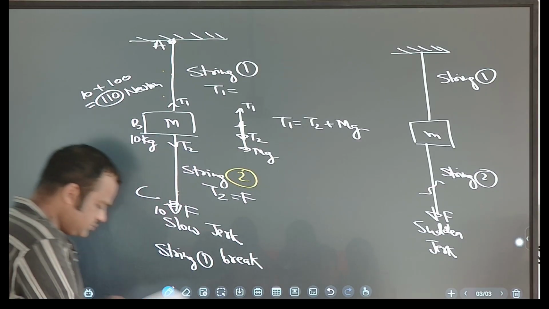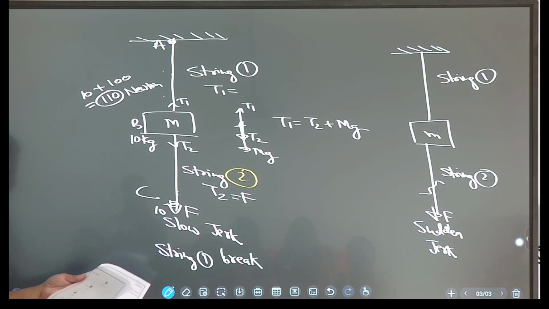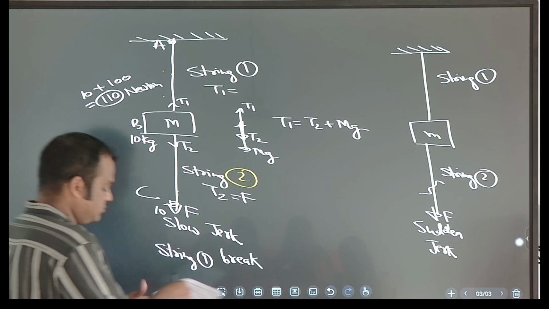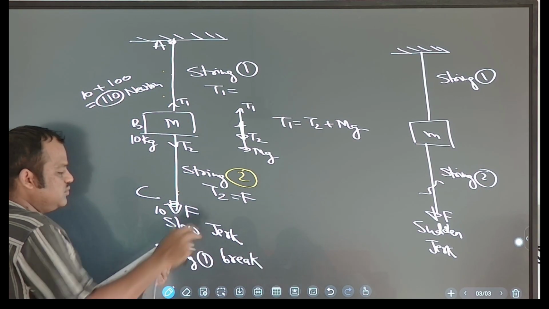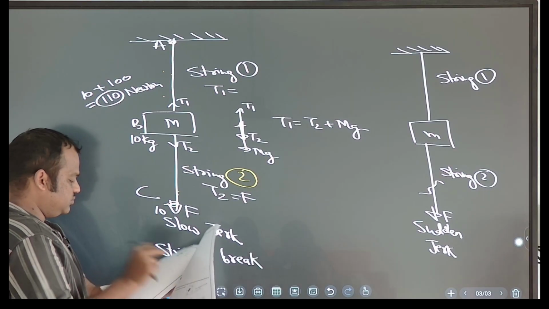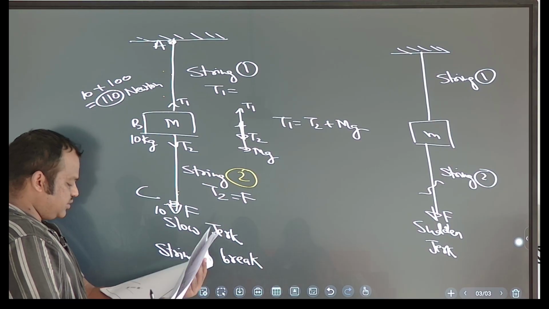Okay, fine. Then free body diagram. So this is question 9, question 10, question 11, 12.